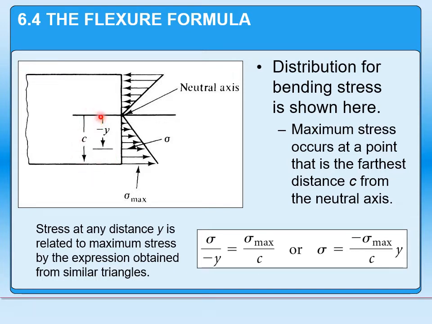C is going to be the distance to the actual surface. And at that surface, we have sigma max. So maximum stress occurs at the point farthest from the neutral axis. It's going to be a distance c. And keep in mind, our stresses are going to follow this relationship. We already developed this. So we can show that our stress is going to be equal to the maximum stress divided by c. That essentially shows us what this slope is times y. So we can use the similar triangles here to show any point in here with this relationship.